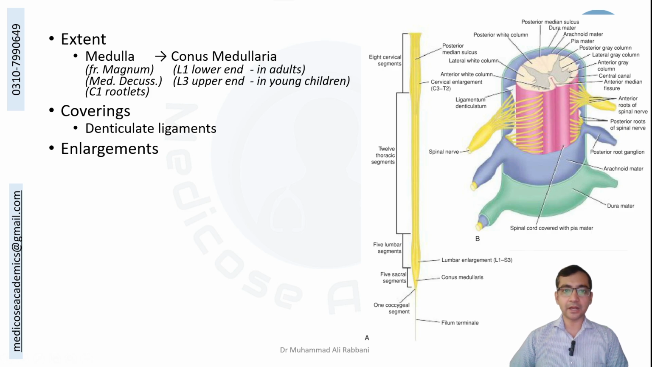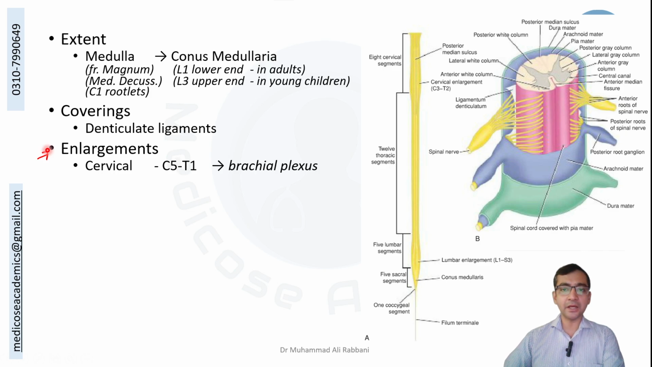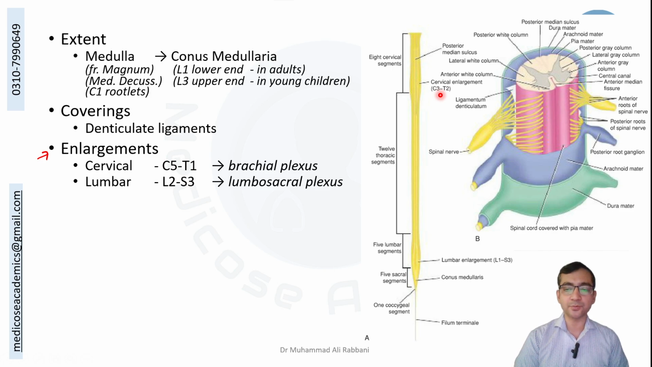So these parts are called enlargements. There are two enlargements. The one enlargement is at the level of the cervical vertebrae, from C5 to T1. Different books say C4 to T2, and this is from Snell's, which has C3 to T2 also. So these are the parts where most of the motor neurons are present that are going to supply the upper limb. Because of that population, the diameter of the spinal cord has increased at this point.